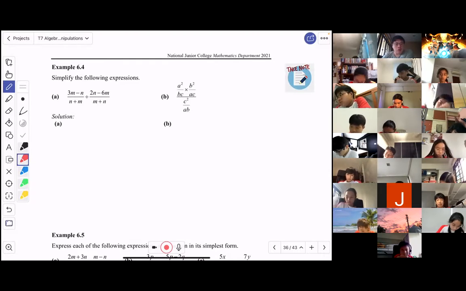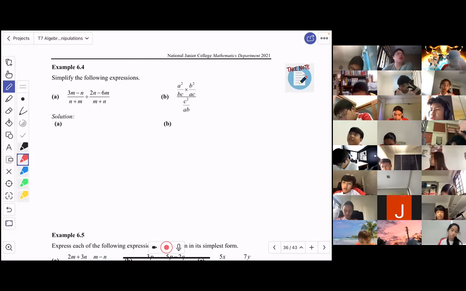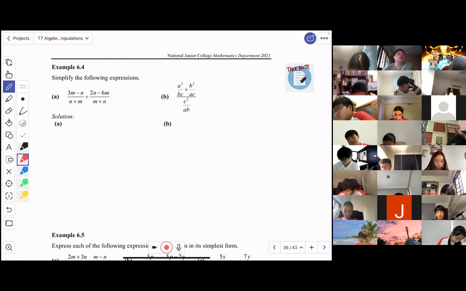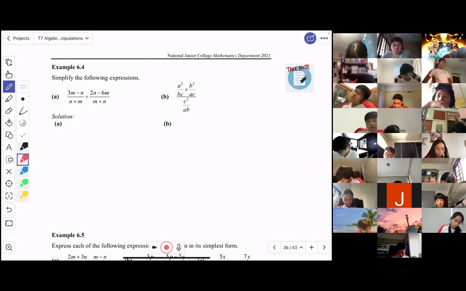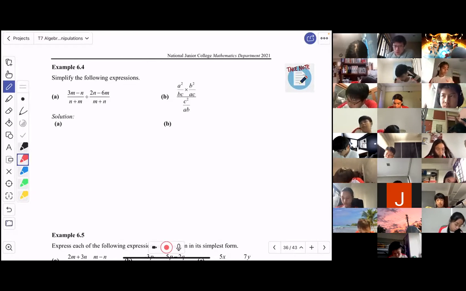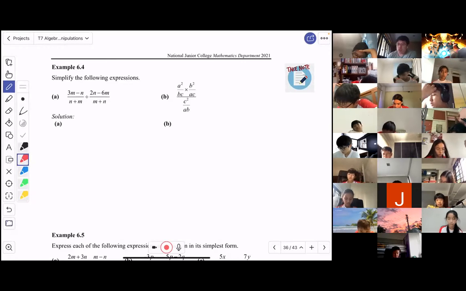Okay, 6.4. Just check if you have 6.4b and 6.5. I have a student who asked for 6.4b, so I'm just going to go through it.